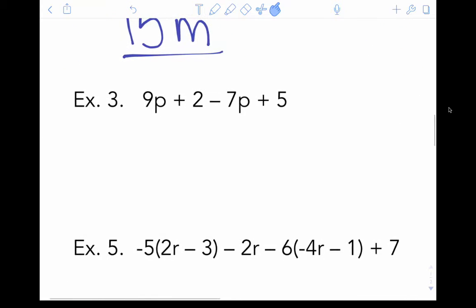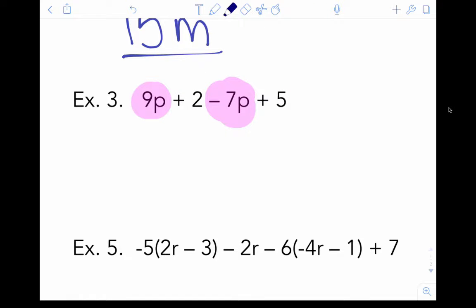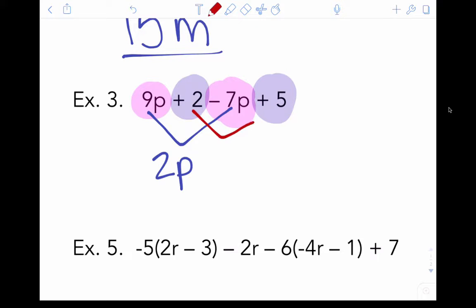All right, moving on to example 3. Now I have some different terms. Now I have p's, and I need to pay attention to the sign in front, and then I have just some numbers. So I'm going to combine my p's. So I have 9p minus 7p, which gives me 2p. And then I'm going to combine just my numbers. So I have 2 plus 5, which is 7. So I have 2p plus 7 for my final answer.